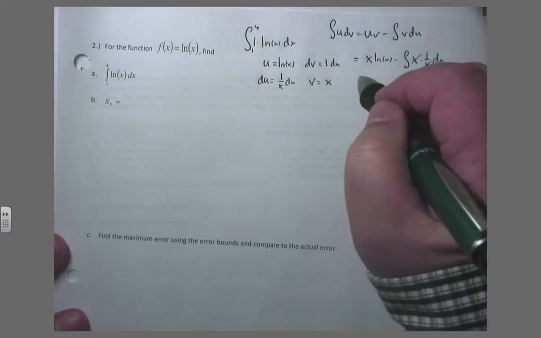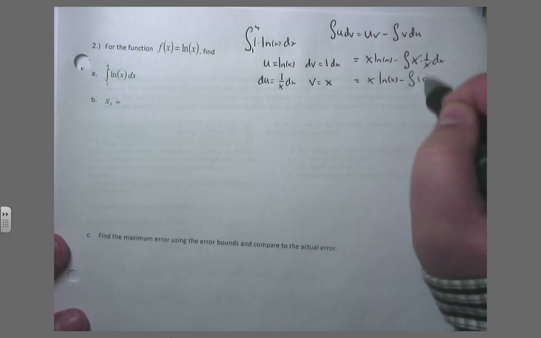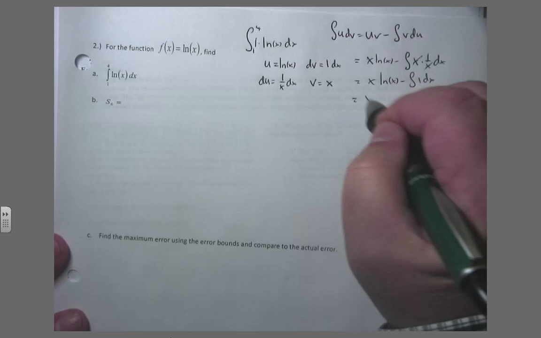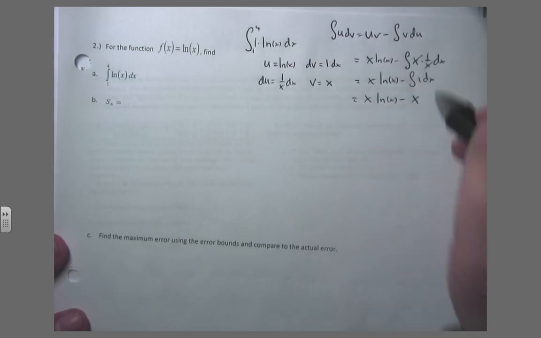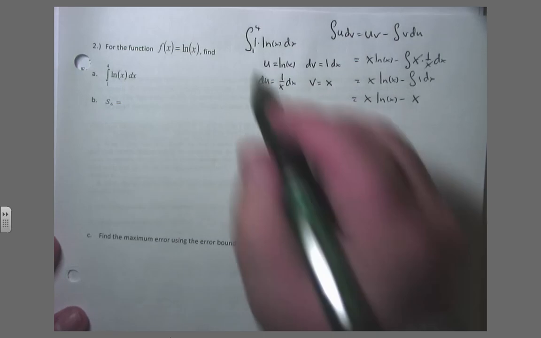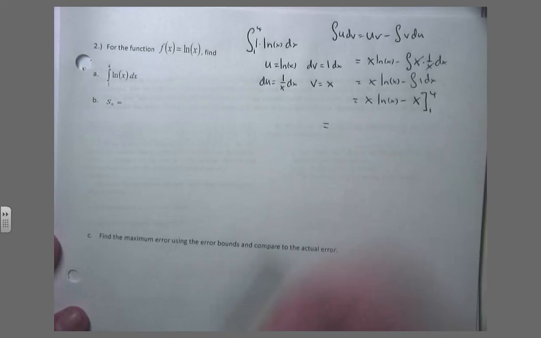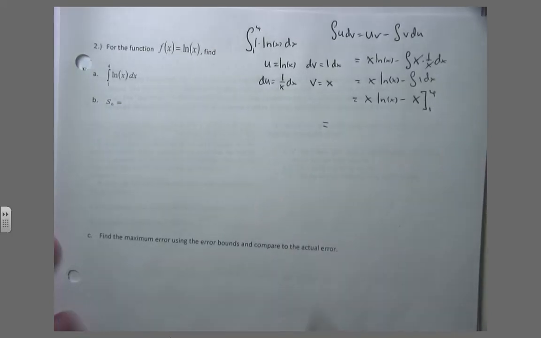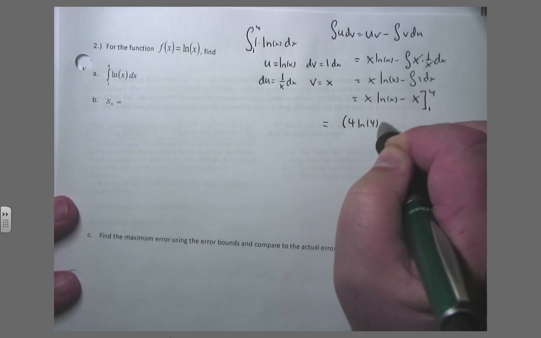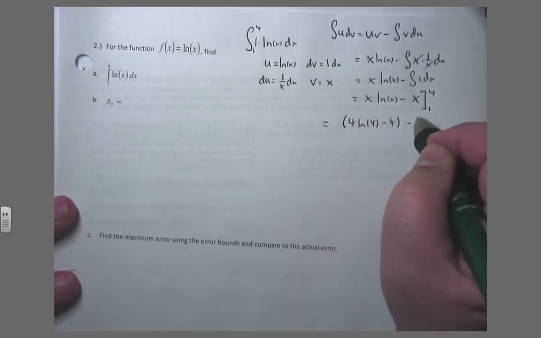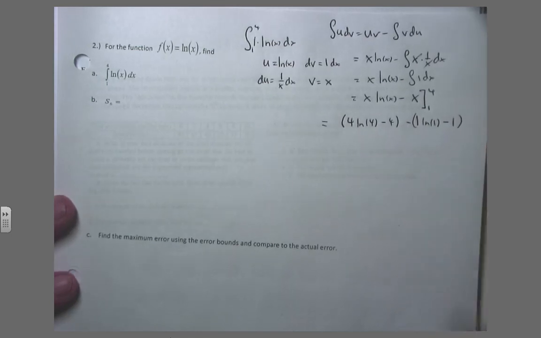It cancels to be 1, so this is x natural log of x minus the integral of 1 dx. This is equal to x natural log of x minus, what's the integral of 1? x. But no plus C on this thing because we have original bounds from 1 to 4. According to the fundamental theorem, you plug in top minus plug in bottom. So this would be 4 natural log of 4 minus 4, minus 1 natural log of 1 minus 1.